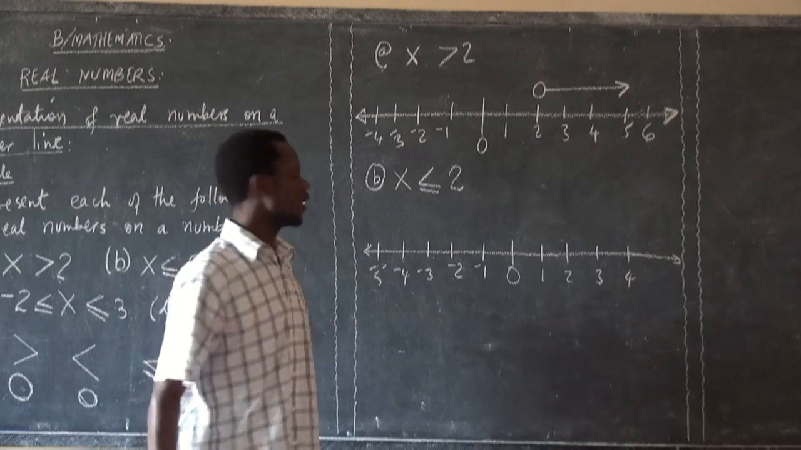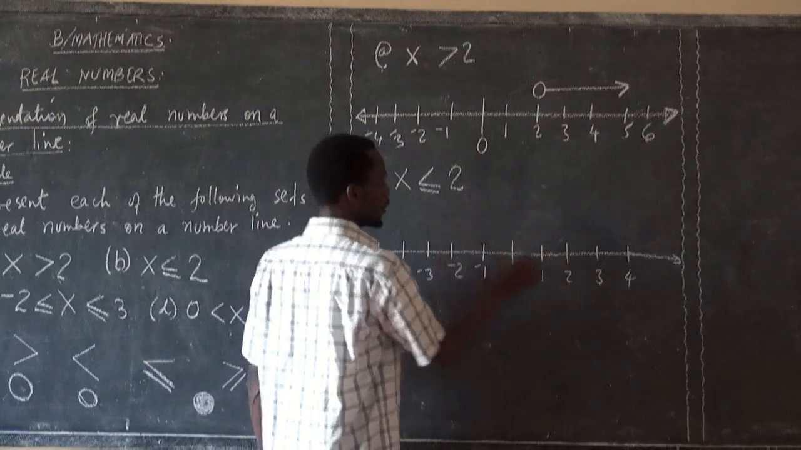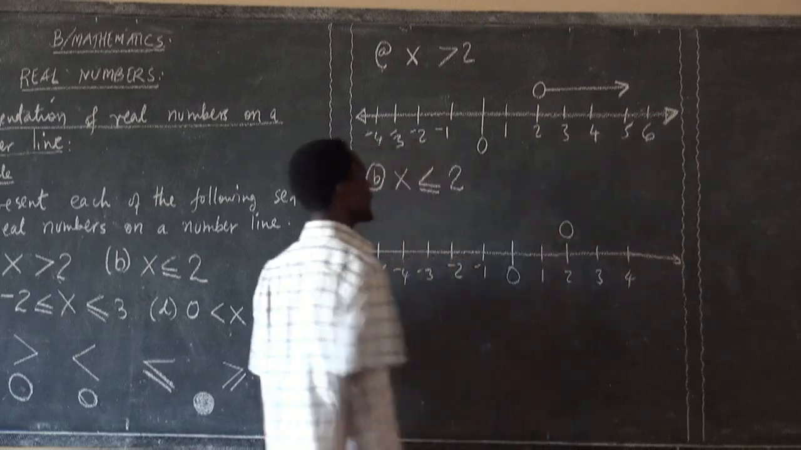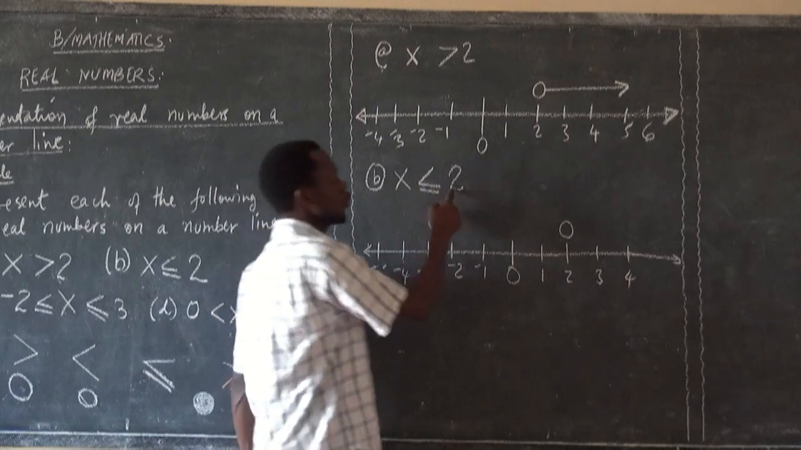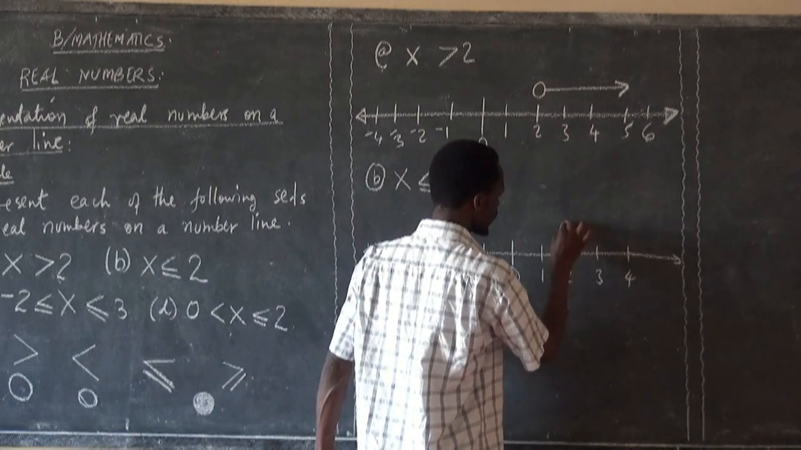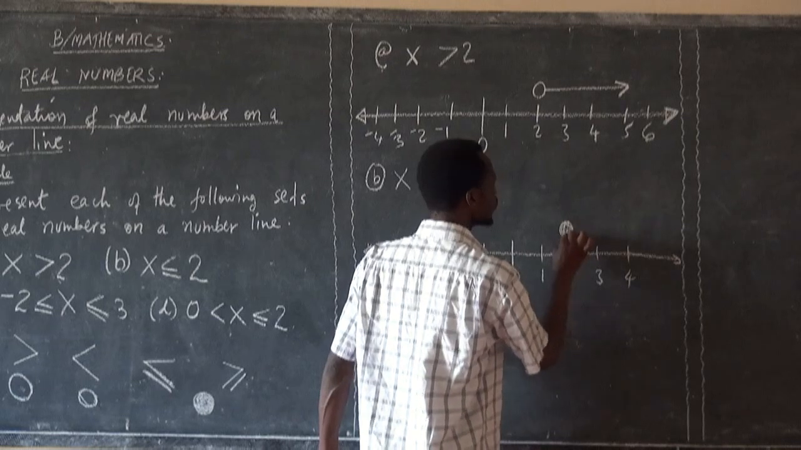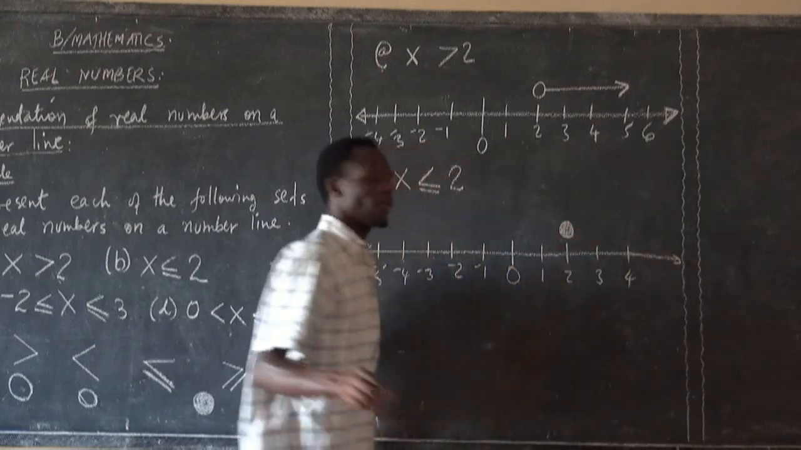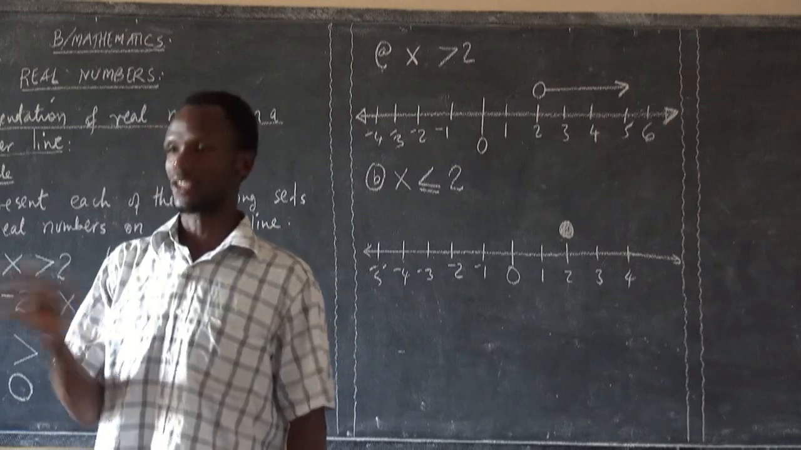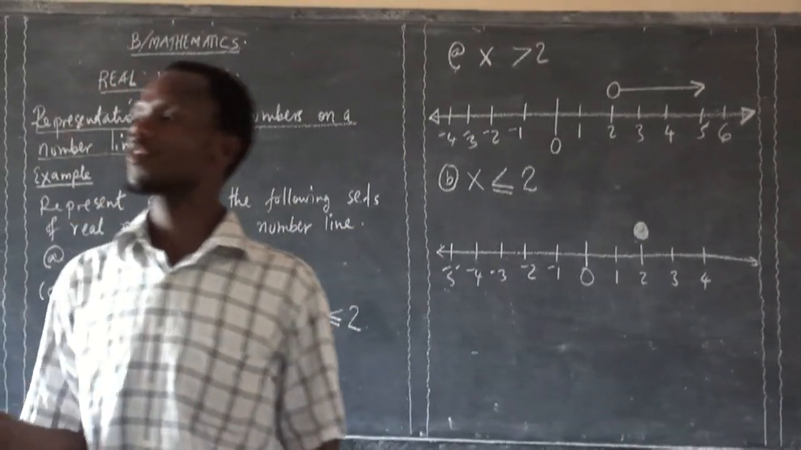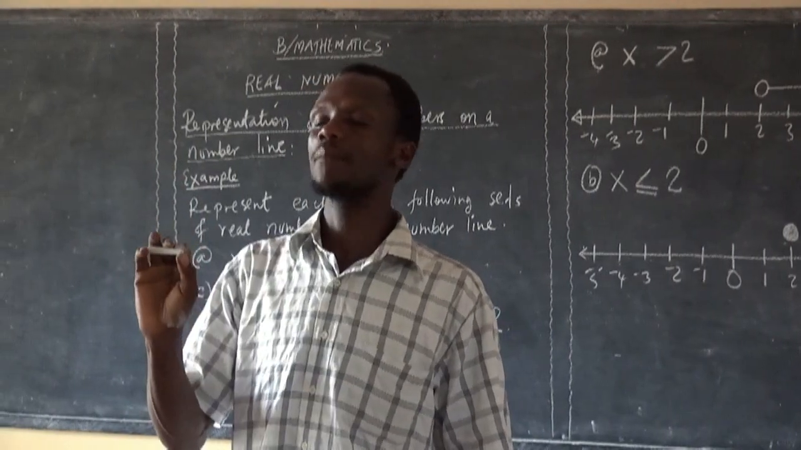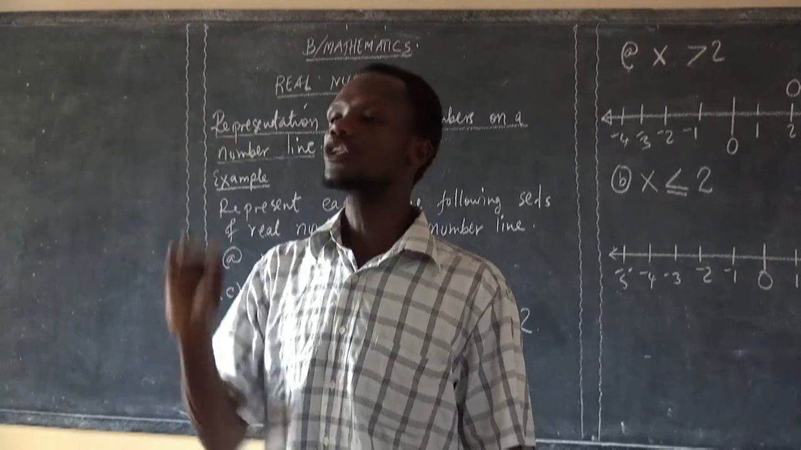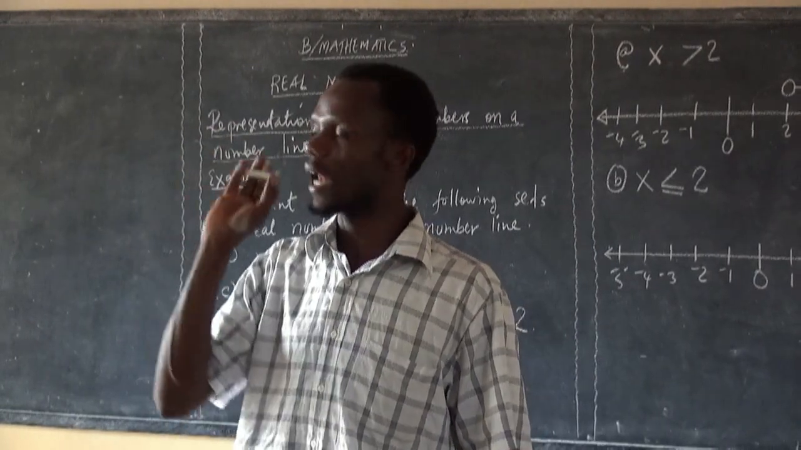You understand? Yes. Now, 2 is right here. But because we have the equal sign here, 2 is also included. To show that it is included, in mathematics we don't write a lot of words. We write numbers in terms of signs. We show signs.